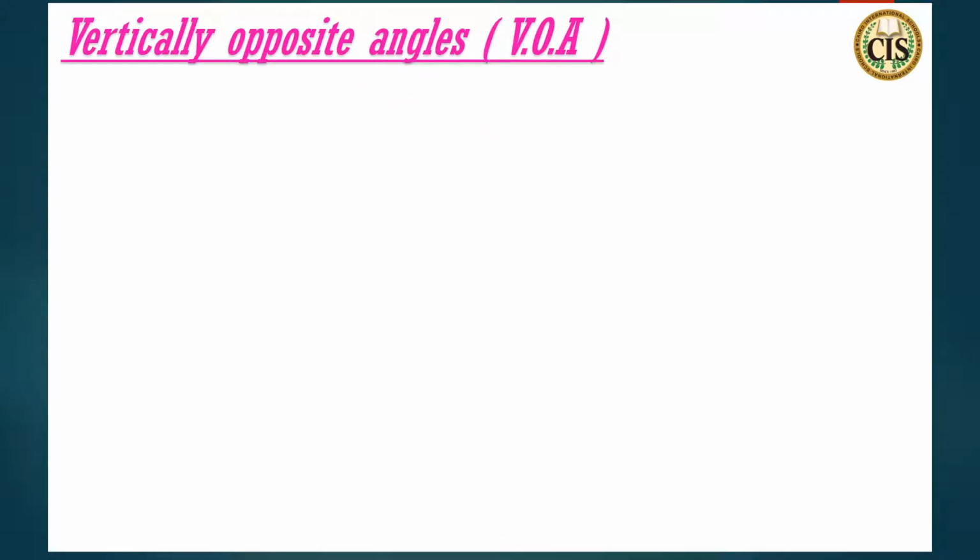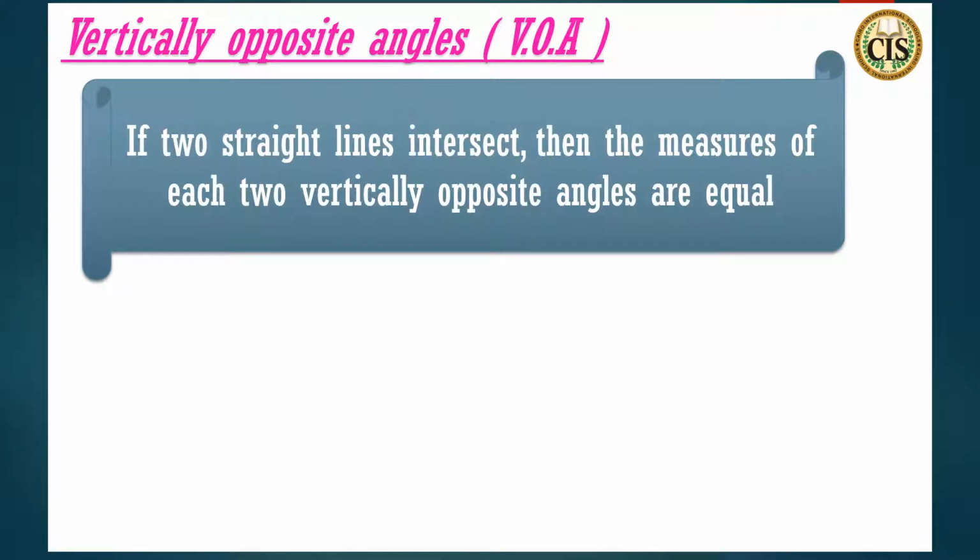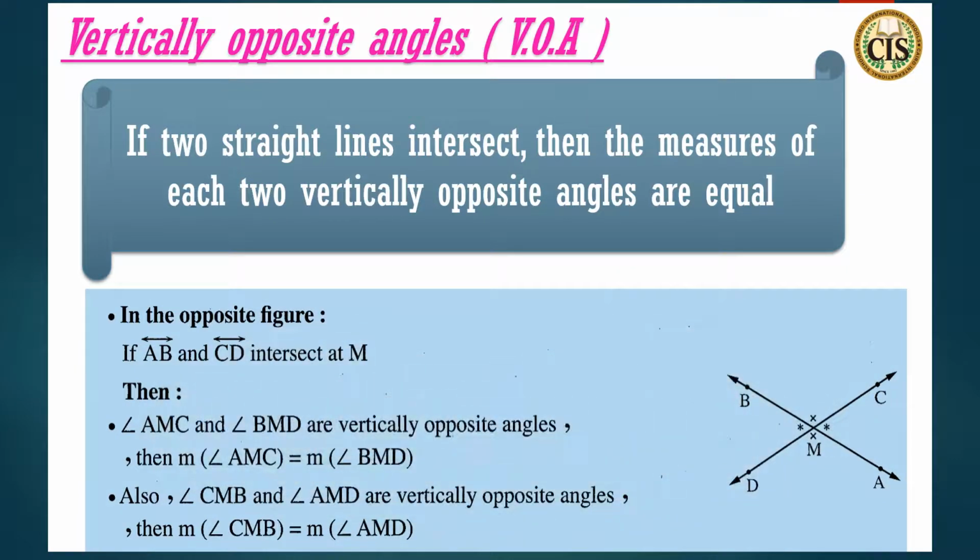Vertically opposite angles, VOA. If two straight lines intersect, then the measures of each two vertically opposite angles are equal. In the opposite figure, if the two straight lines AB and CD intersect at M, then angle AMC and angle BMD are vertically opposite angles.